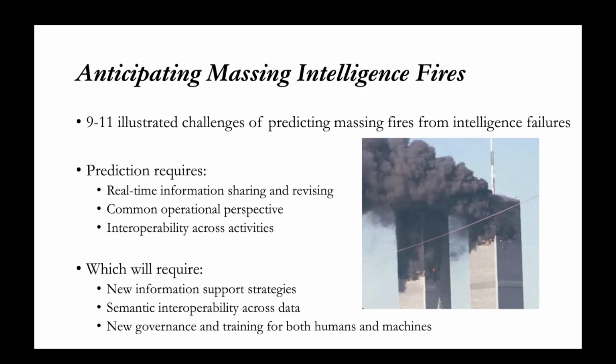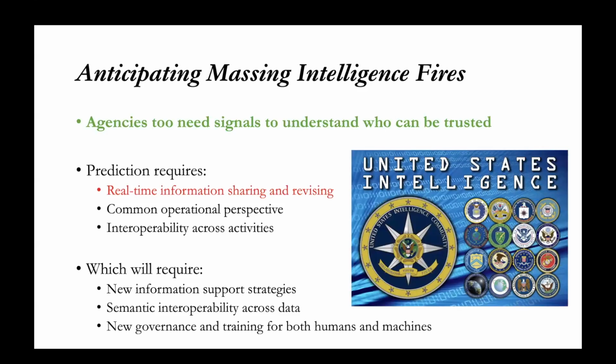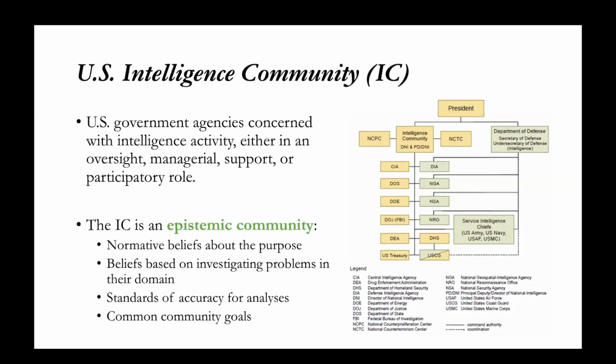It's just now we're focused less on the body count and the kinetic picture, but also the non-kinetic picture, the information and machines, the bigger scope. Agencies need signals to understand who can be trusted. This is what I was talking about. U.S. government agencies, as you see over here, are concerned with intelligence activities, either in oversight, managerial support, or participatory roles. These are various organizations that handle intelligence in the U.S.